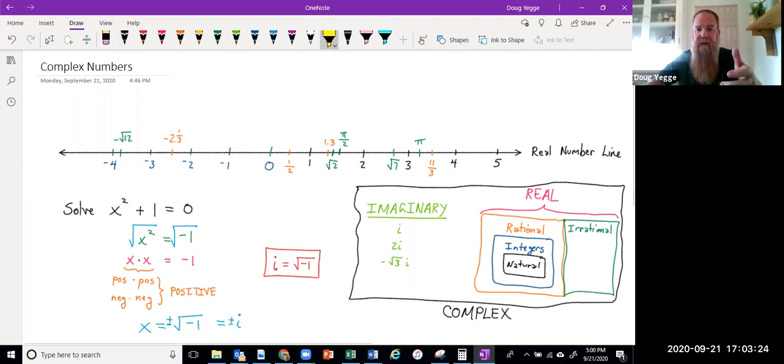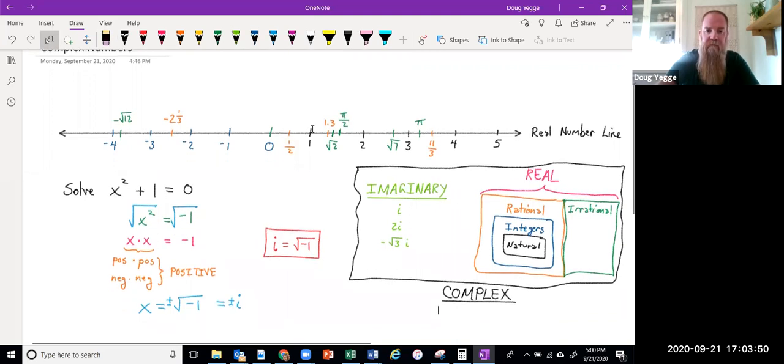For instance, I could say that pi is a complex number, but it would be better for me to say it's irrational. I could say that negative 1 is a complex number, but it would be better for me to say it's an integer. I could say that 1/2 is a complex number, but it would be better for me to say that it's rational. But the complex numbers are referred to as the sum of all real numbers plus imaginary numbers.